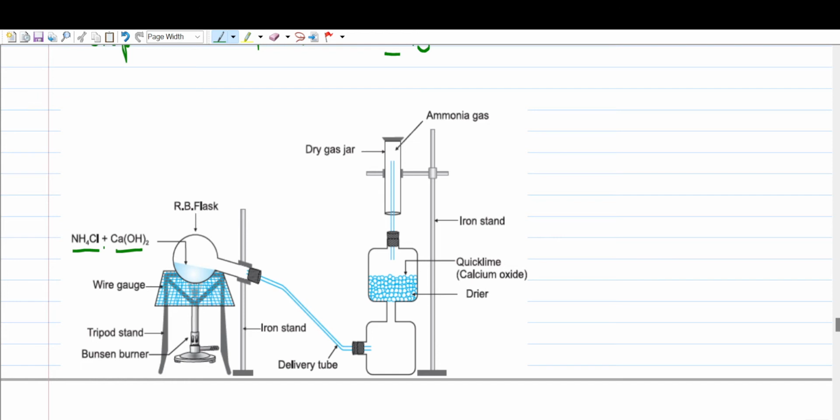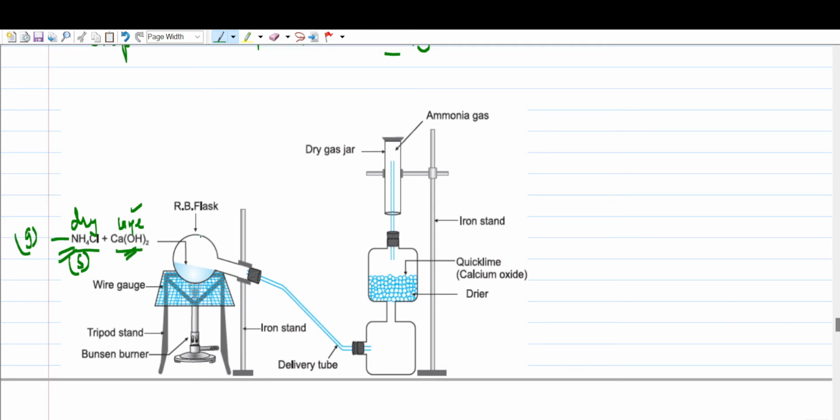Now we take dry ammonium chloride, right? This is dry, and calcium hydroxide or slaked lime. This is also dry, but we take this in large amount, right? Why do we take this in large amount? Because if ammonium chloride is less, then on heating it will be converted into gas, as it is a sublime solid. To avoid this, we take a large amount of calcium hydroxide.